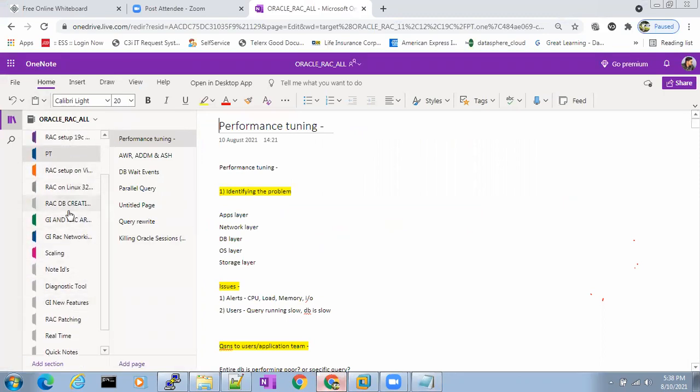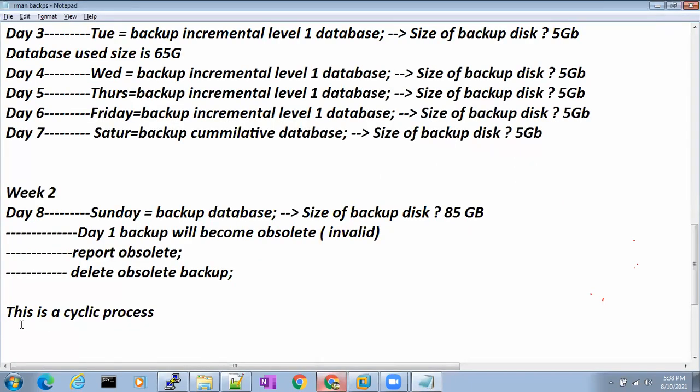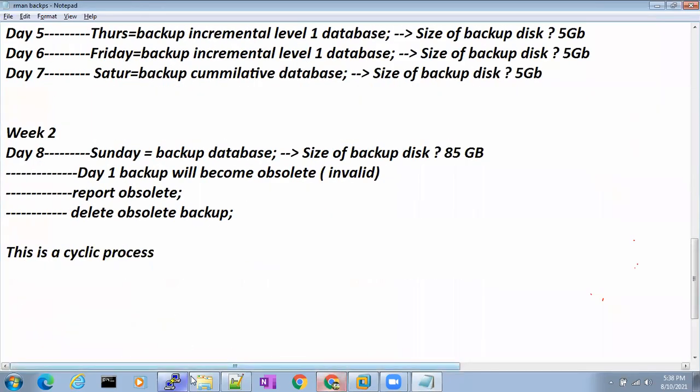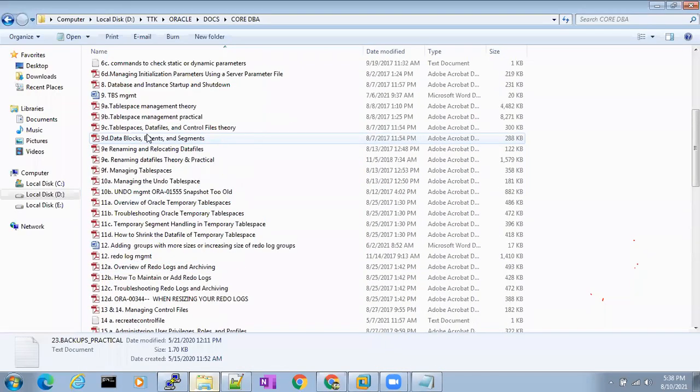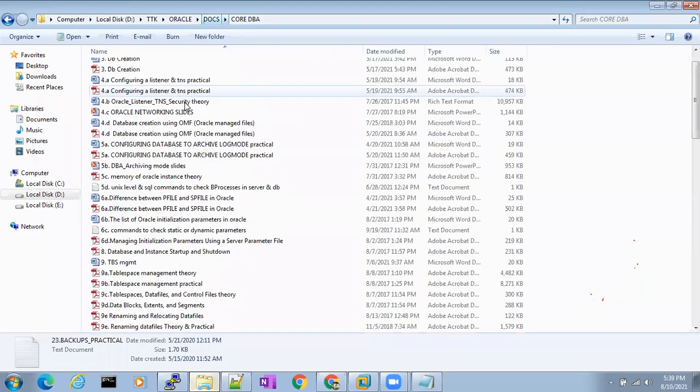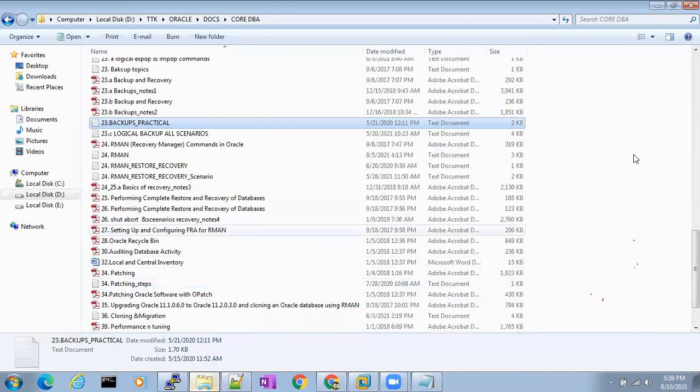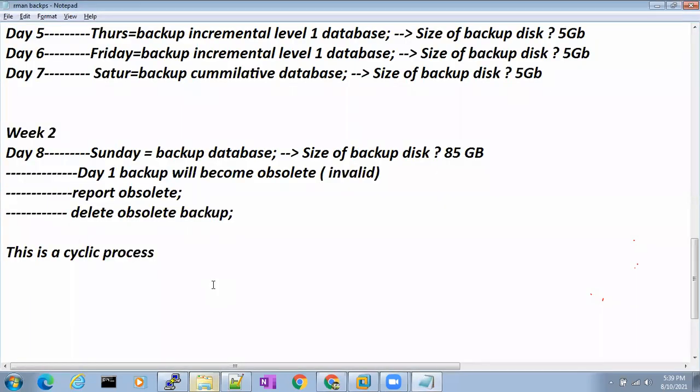Okay. So module wise, I'm preparing for you people core DBA, DR and RAC. So I'll give you that. In the meantime, you can follow whatever documents I have already given, right? All the core DBA documents. So you people can follow these documents in the meantime. Okay. Yeah, that's it for the day.